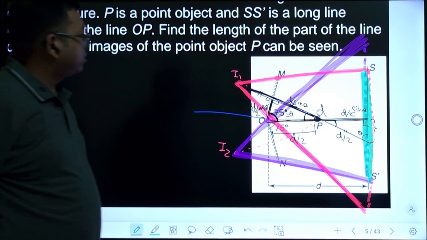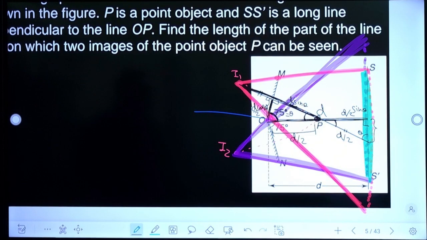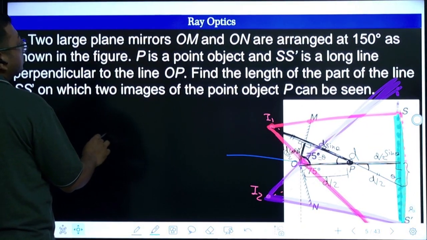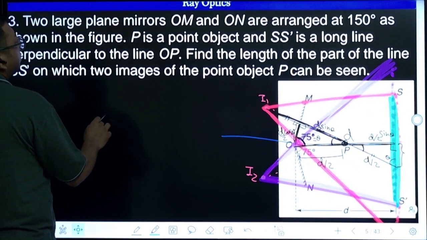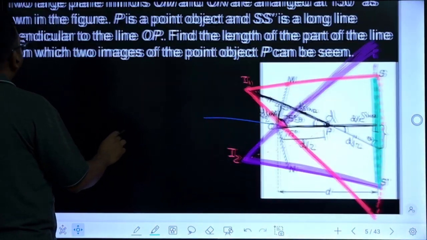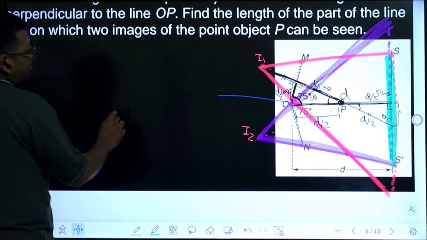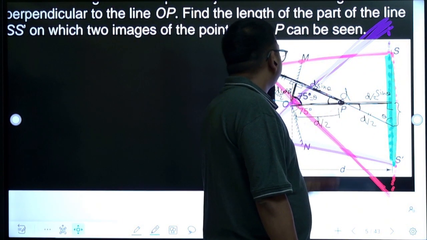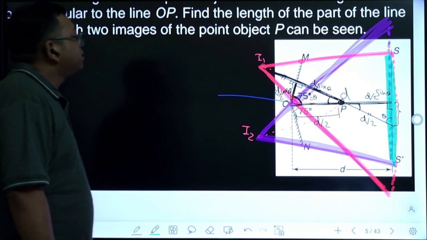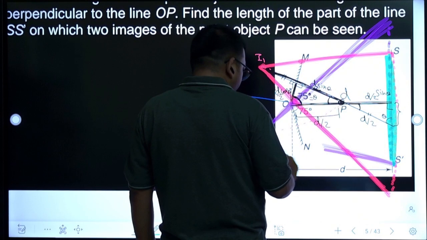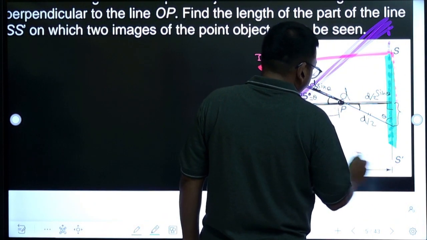Previous was correct. Here also, anyway, they have not mentioned what length it is, the point P. But we are taking it symmetric, right? They have not mentioned it. P is a point object on a line perpendicular to line OP. Find the length of the part of the line. They must mention it. If it is the midpoint, then this length and this length should be equal. Some glitch is looking like that in this diagram. Okay, so I'm leaving this because it is looking like some issue is happening with this diagram.